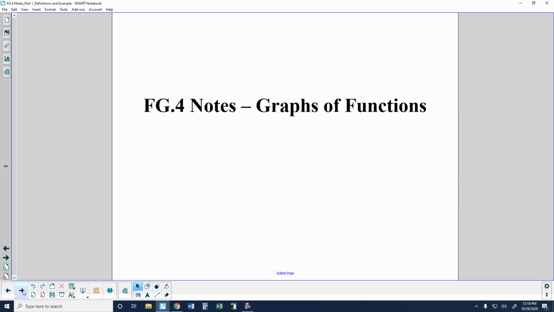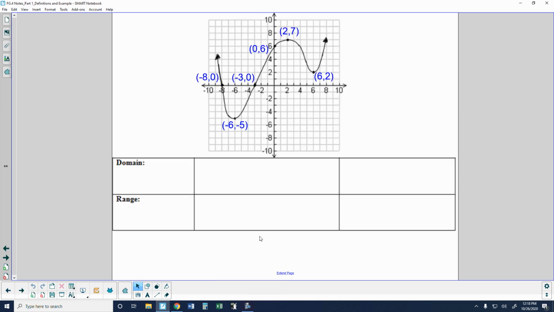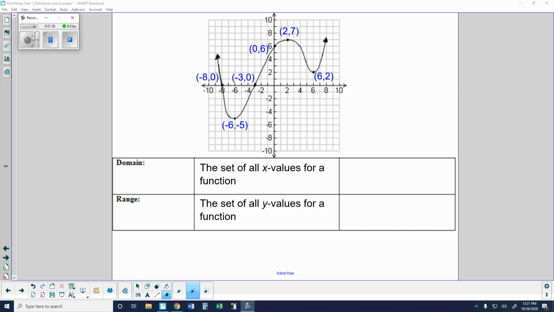So let's get right away to our first definitions. Your packet may not follow exactly the order of the words, but they're all in there. We're going to start with domain and range because you guys are familiar with domain and range. So the domain is the set of all x values for a function. We should know this. And the range is the set of all y values for a function.